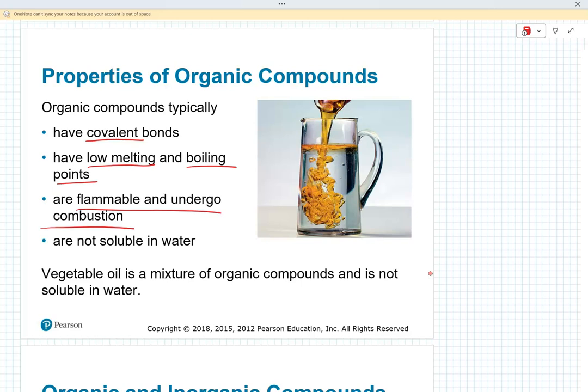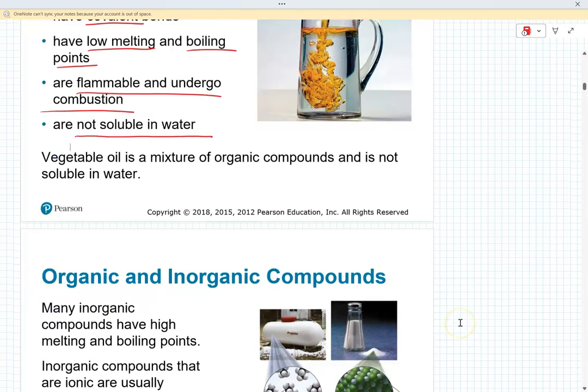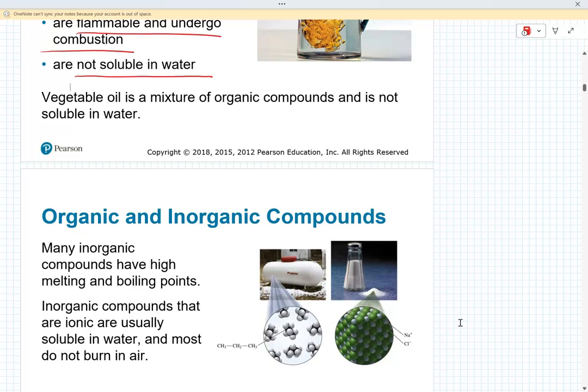And most organic compounds, I wouldn't say all of them, but most organic compounds are not water soluble. So we can consider them being non-polar.